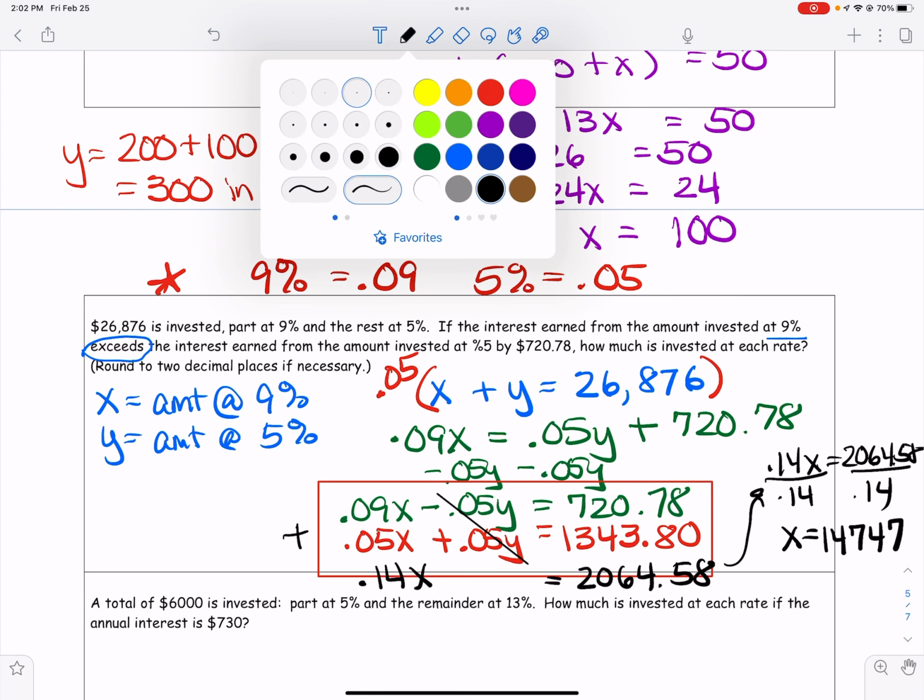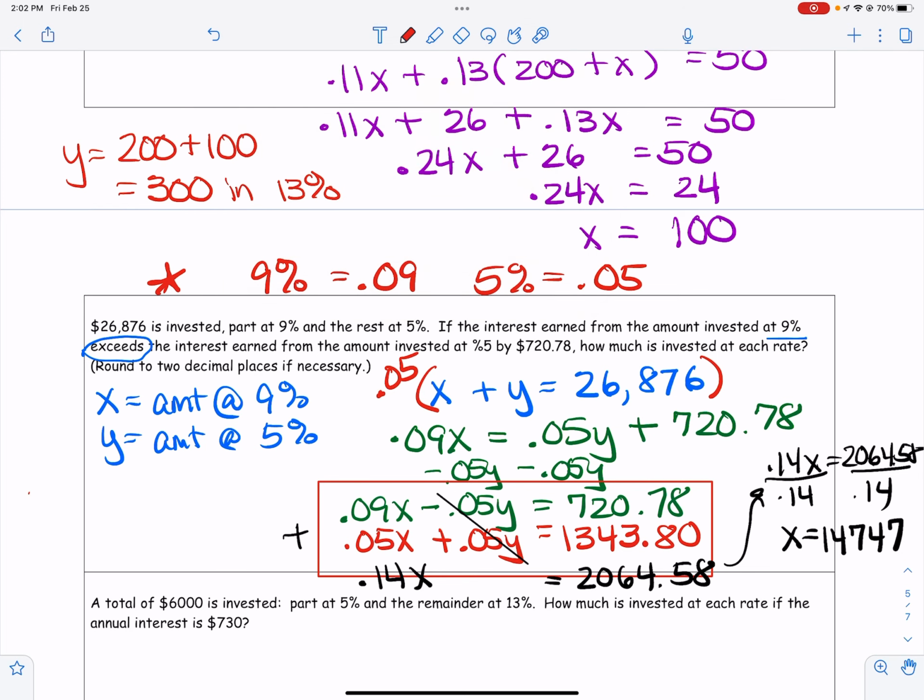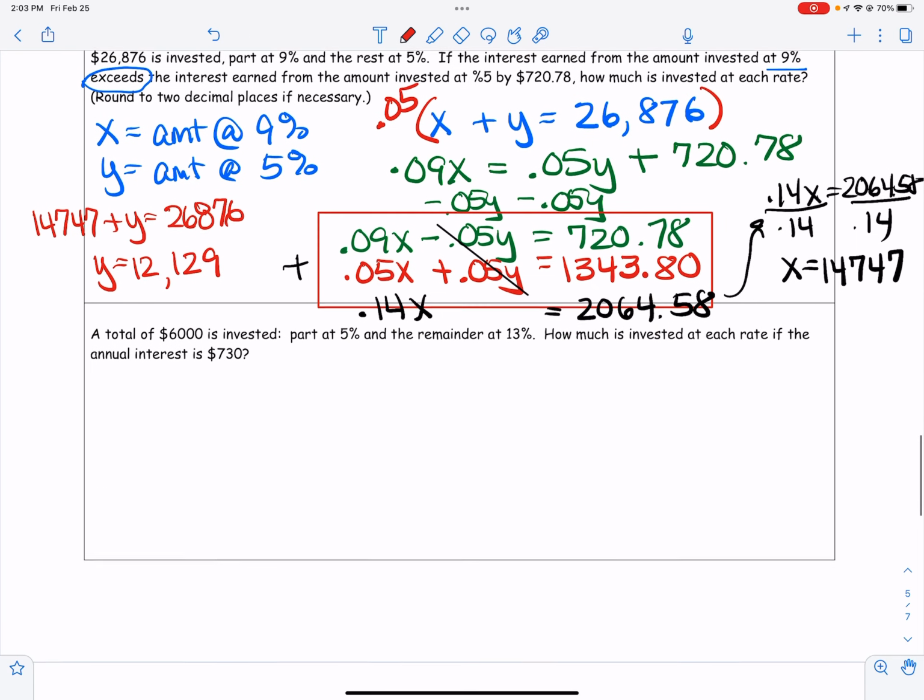$14,747. And so now we're going to figure out what the amount at the 5% is. And so the easiest thing to do would be take 14,747 plus y equal to 26,876. And so the amount at 5% is going to be $12,129. Okay? All right, so let's go down to this next one.